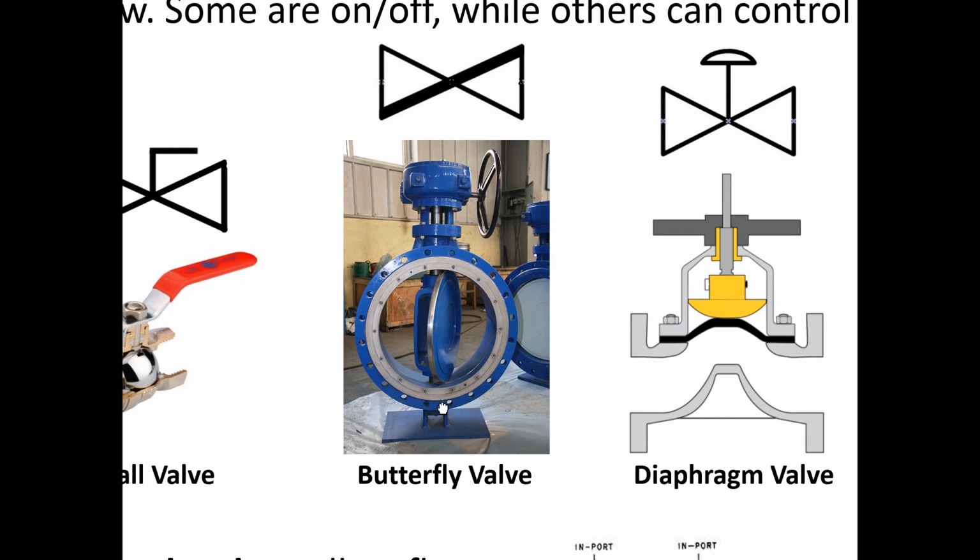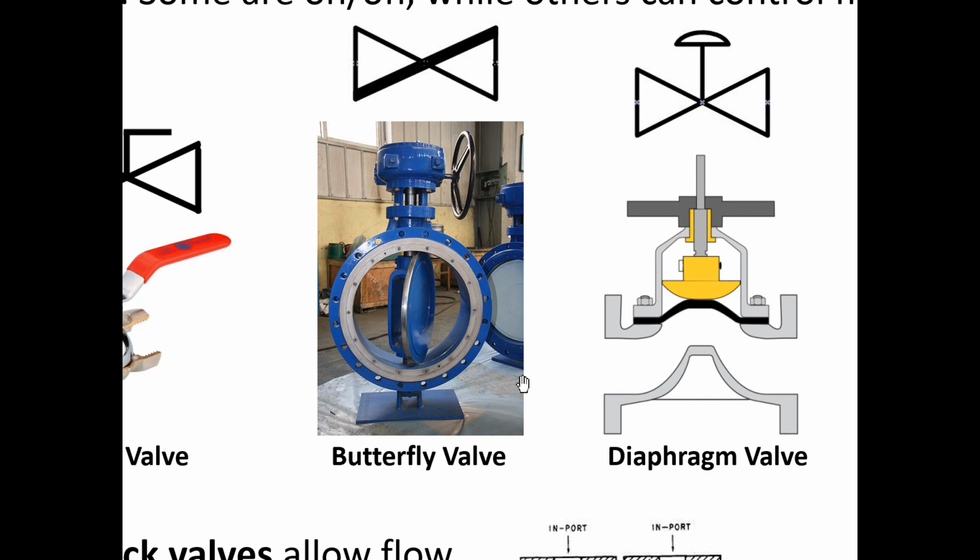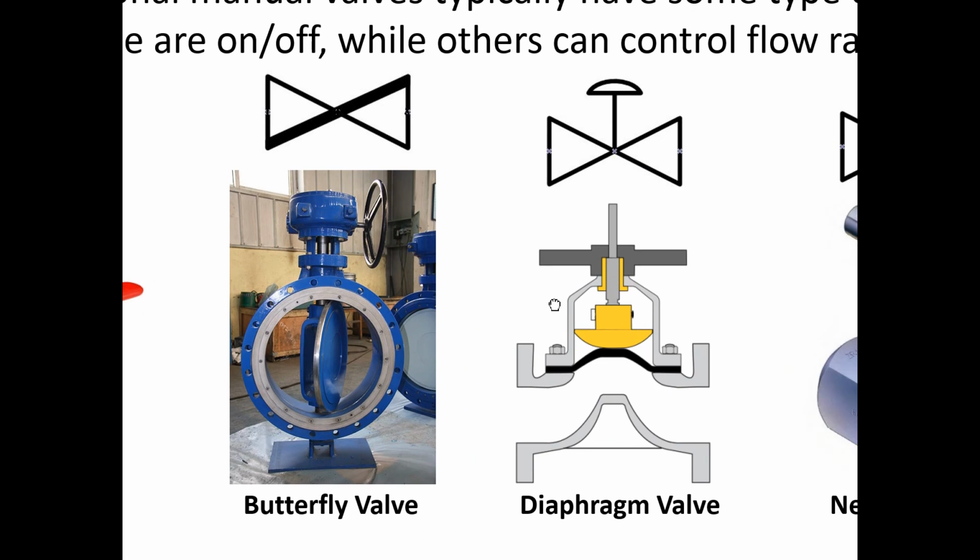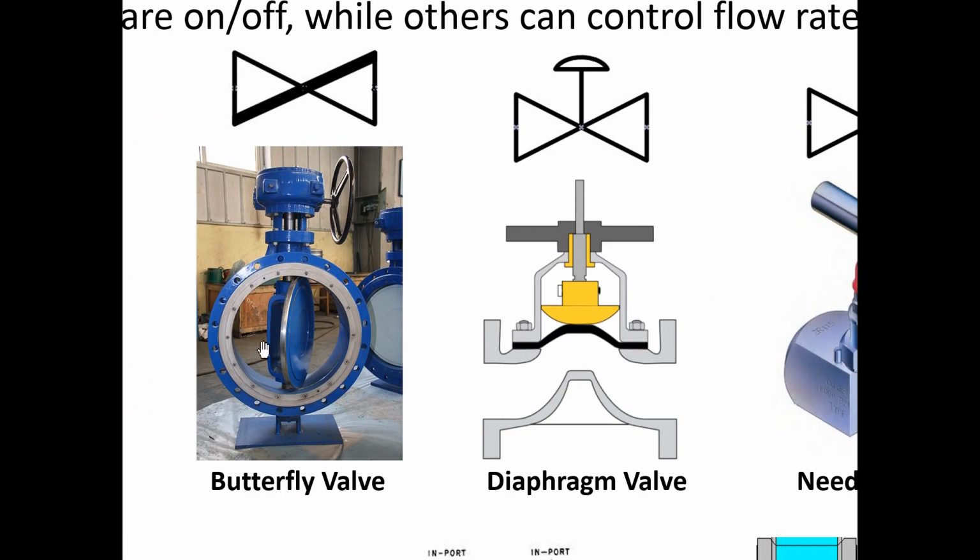So the butterfly valve is a similar type of concept. It's just you have this metal circle that's either blocking the flow or allowing the flow to pass through. This is typically used in higher pressure, larger type applications.